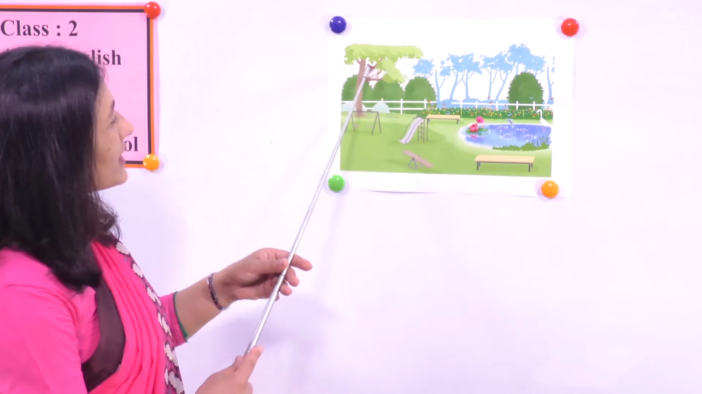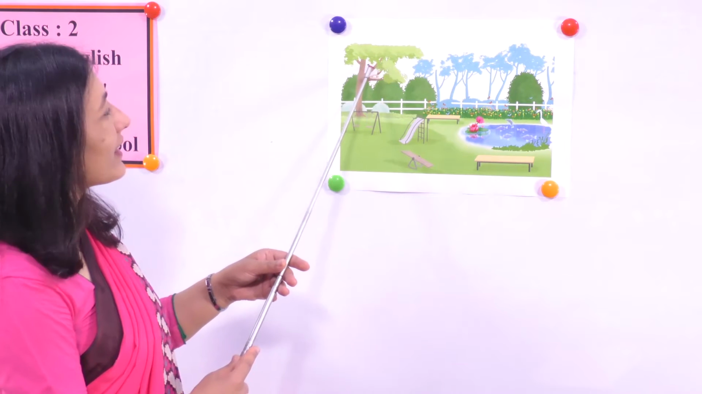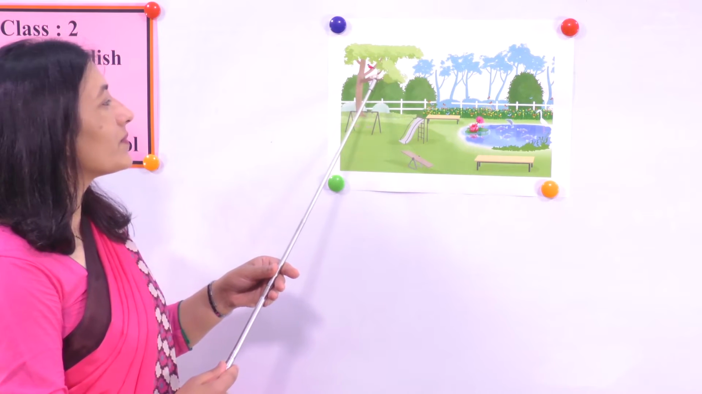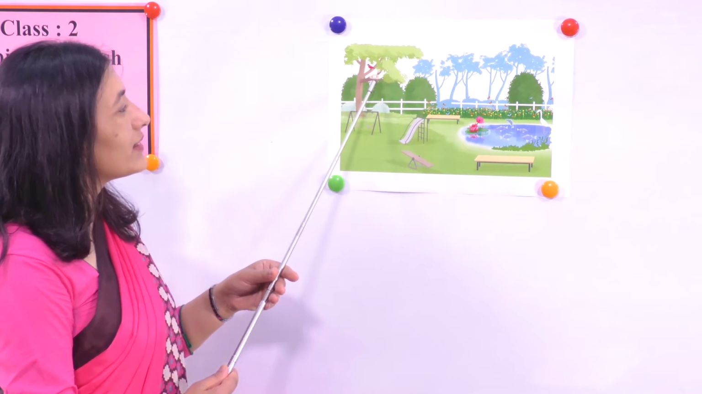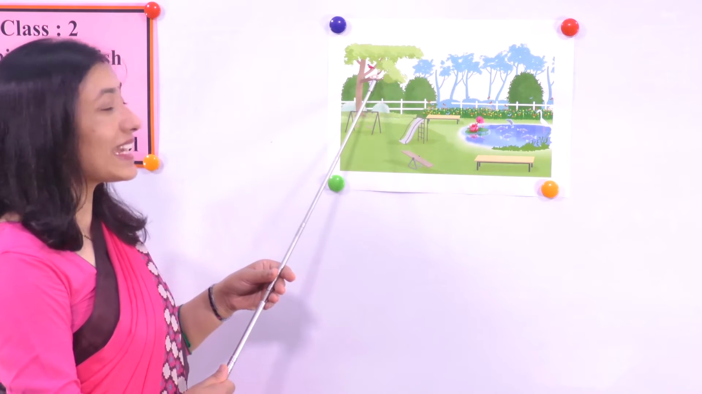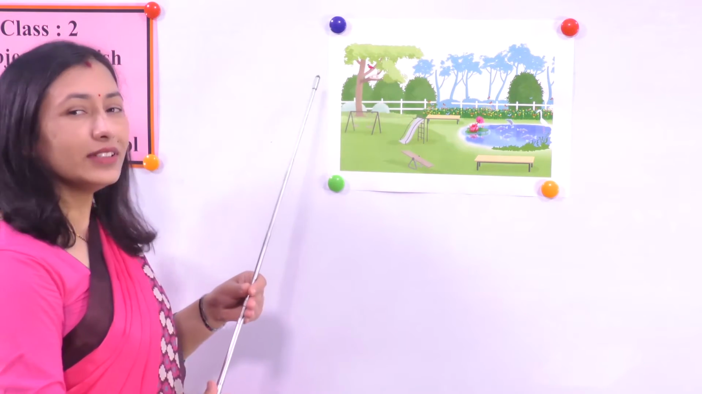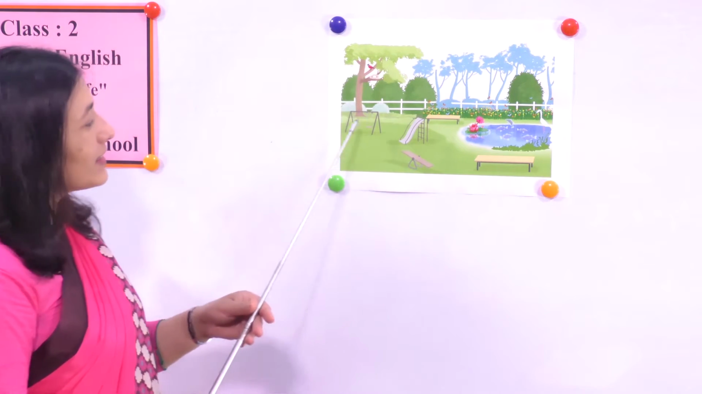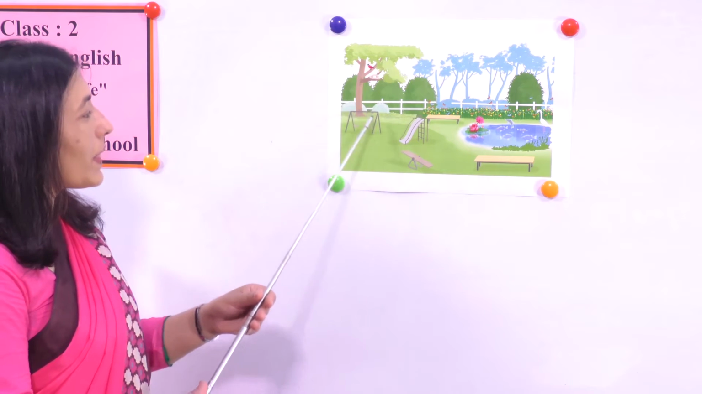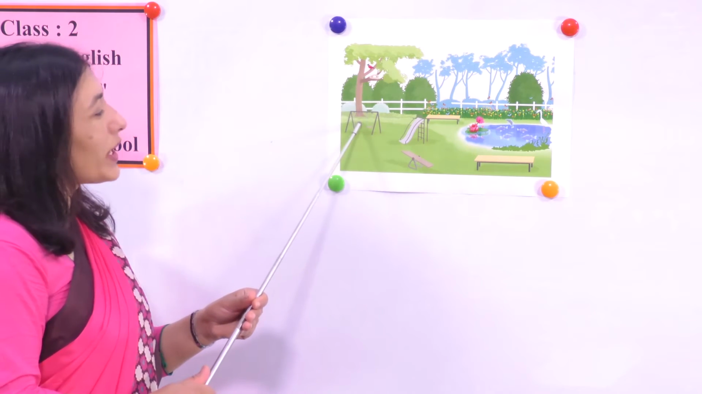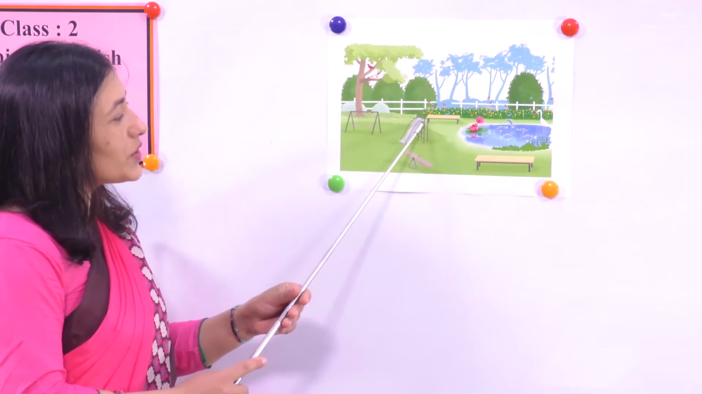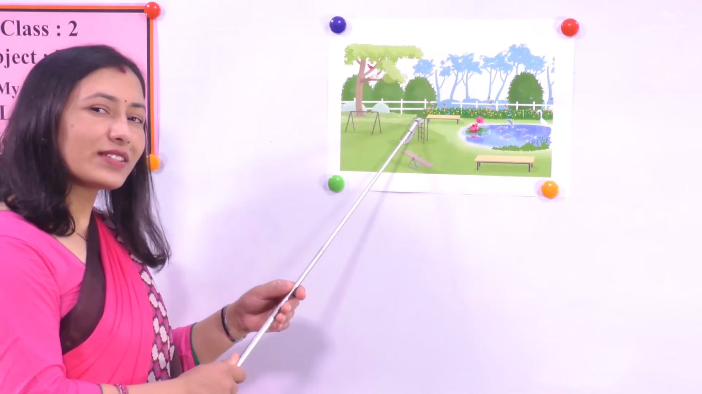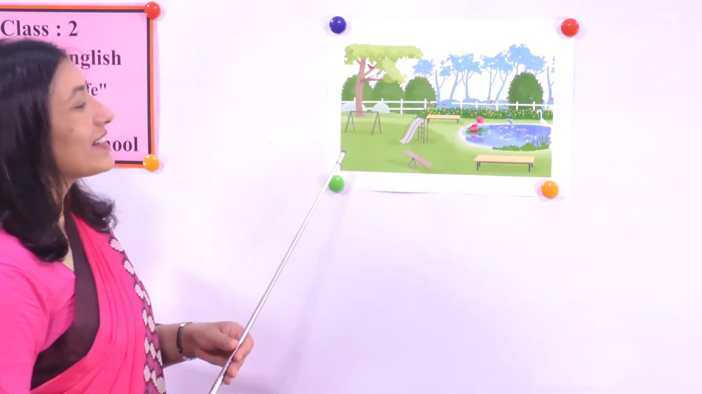What do you see here? What is sitting on the tree? Good. Bird. And what do you see just below the bird? Good. Nest. This is the nest of a bird. Nest. That is the home of a bird. And what do you see here? What is it? Good. Swing. And what do you call it? You may have played in this. What is it? Good. Slide.